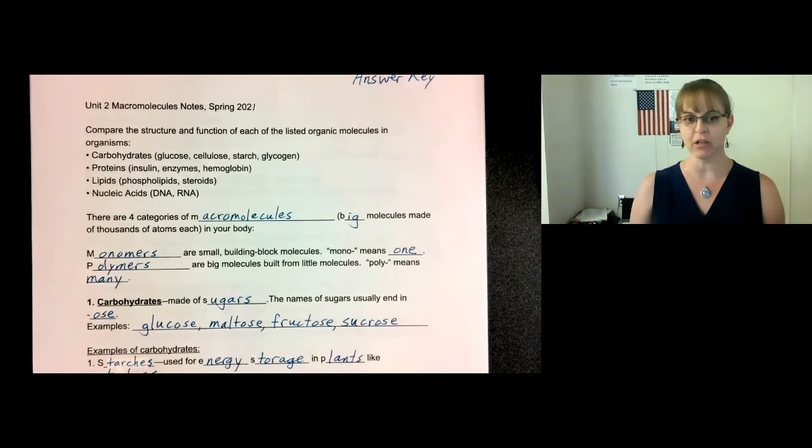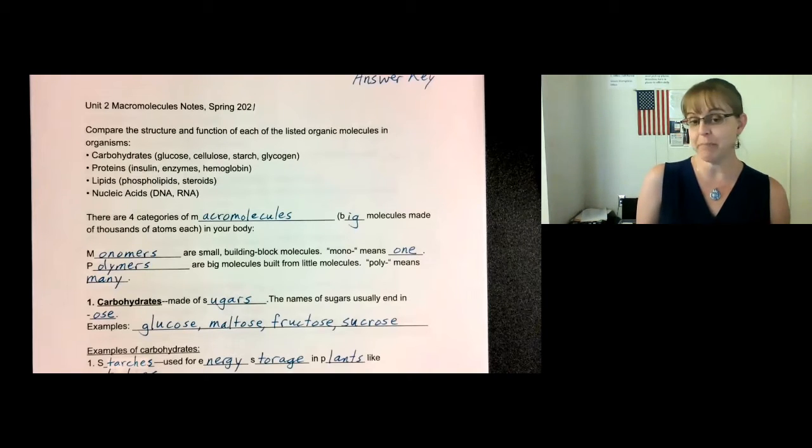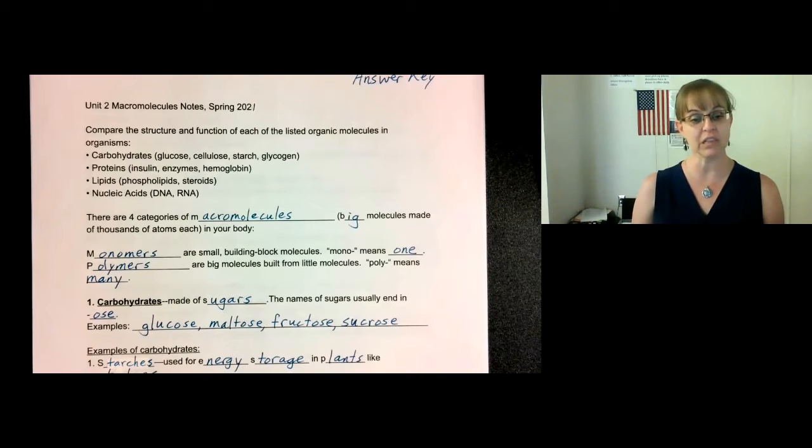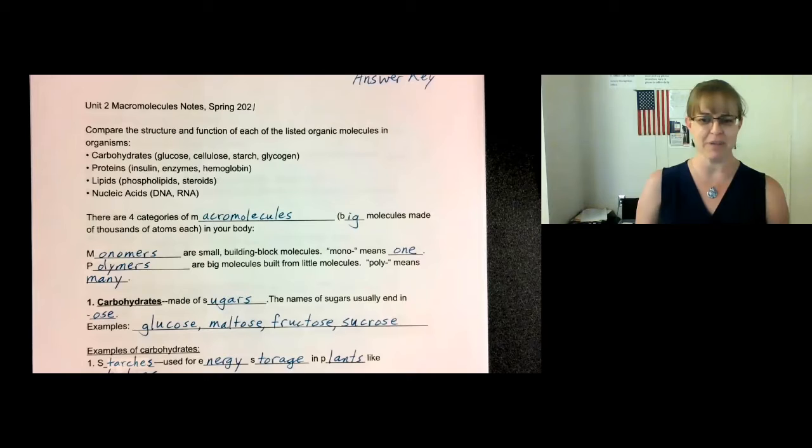We're going to start by learning about macromolecules, which, well, micro means small, so what does macro mean? Oh, large. So macromolecules are large molecules. And when we say large, we mean thousands of atoms. Most molecules have 2 to 20, maybe 30, but certainly not thousands, and so those would be considered macromolecules.